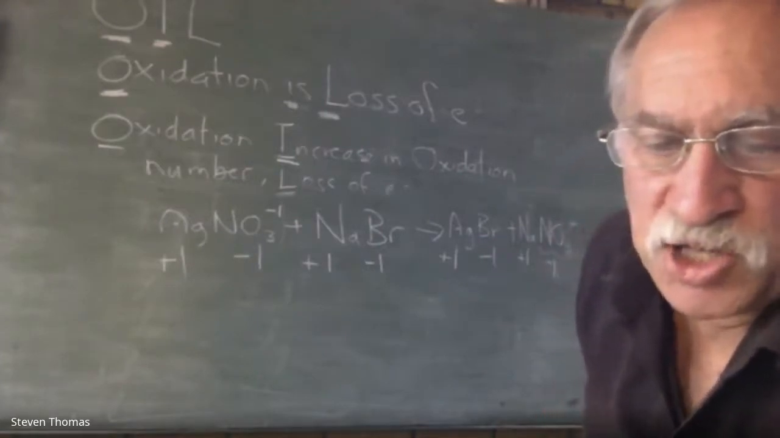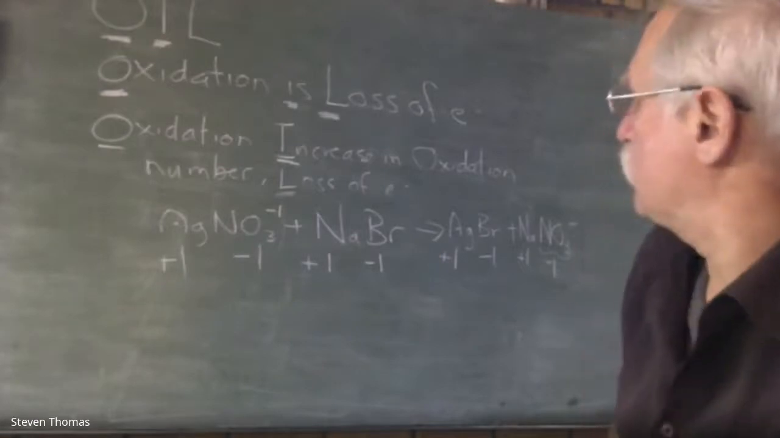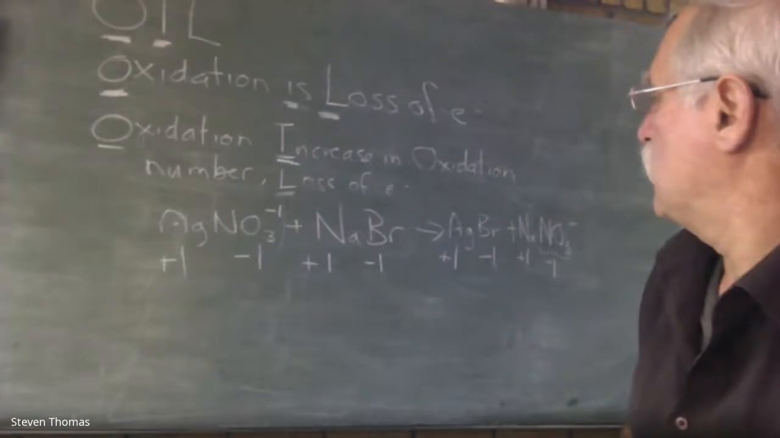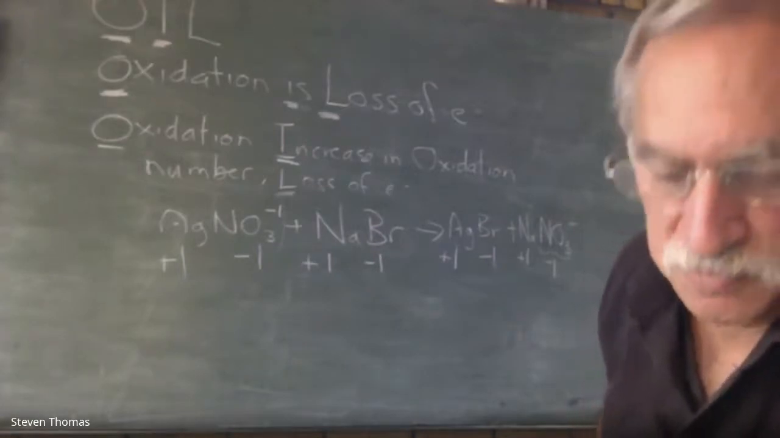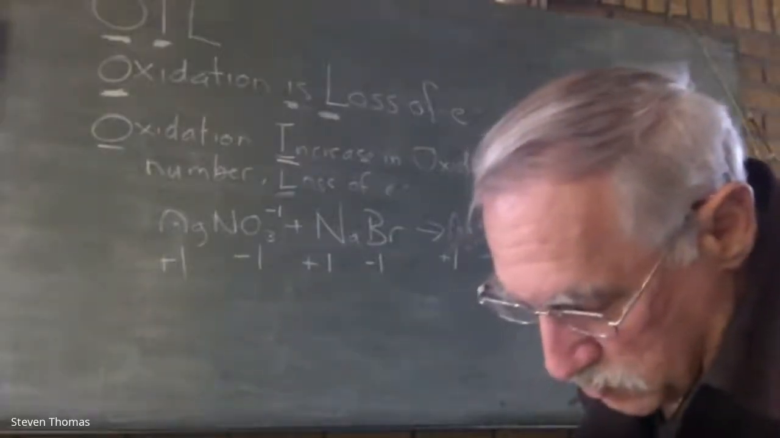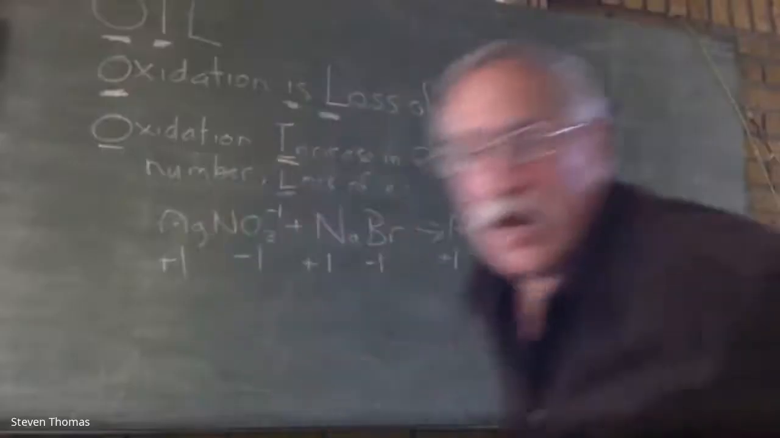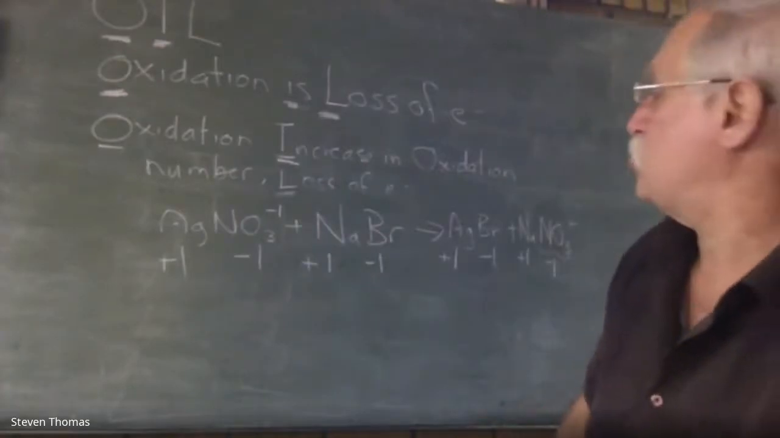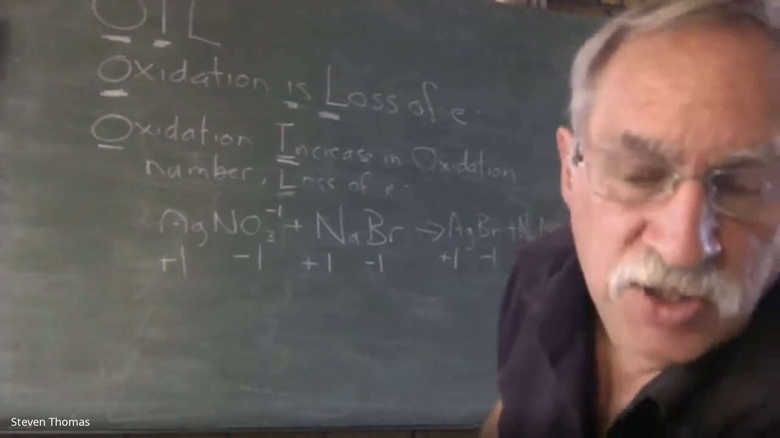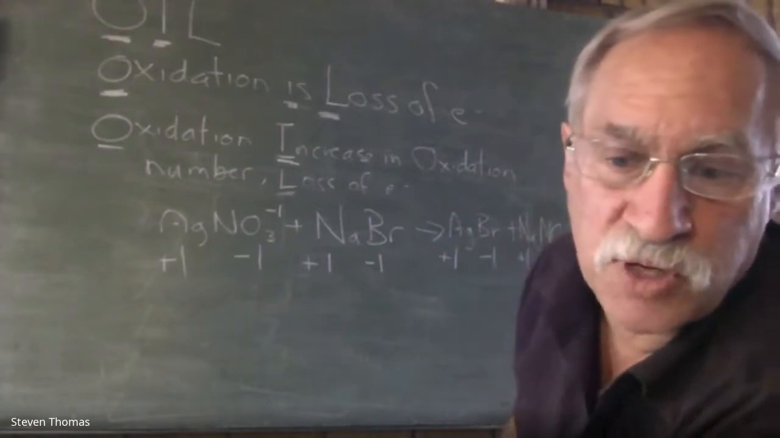Which was oxidized, which was reduced? Someone said none. Azra said none. Okay, well done. Nothing was oxidized, nothing was reduced, because no numbers changed. So this is an example of a non-redox reaction.